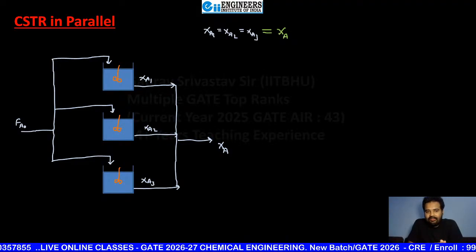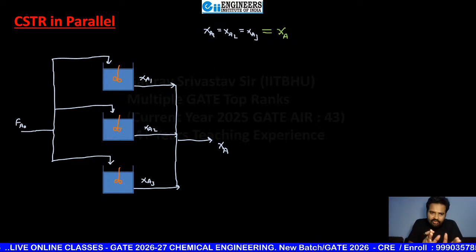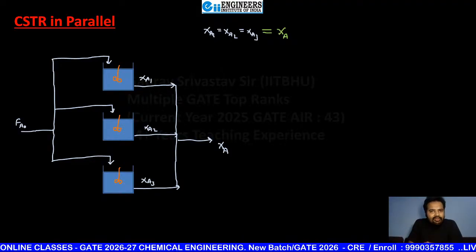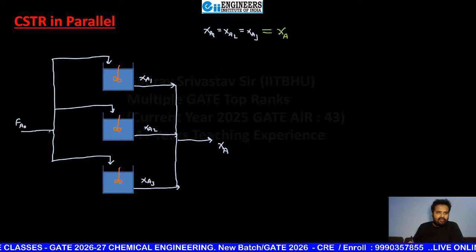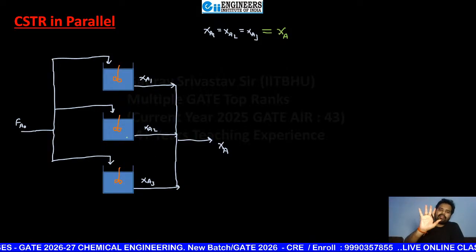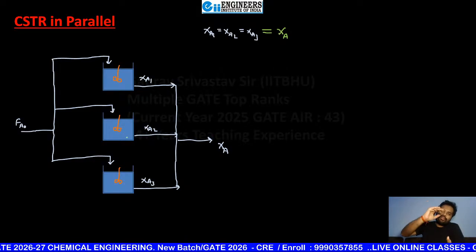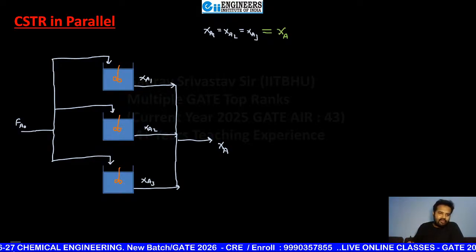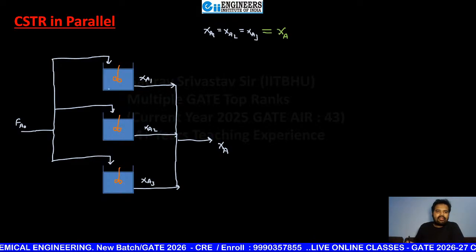You got xa1, xa2, xa3, and I told you that xa1 equals xa2 equals xa3. Now if you combine these three lines, the overall conversion will still remain the same. Whatever the amount you are sending to that reactor, 50% converted, so overall it is still 50% converted. Got it, sir? Very good, fantastic, very good students.